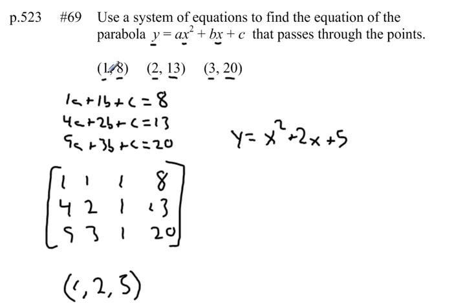Now, I can plug each of these x values in to see if they give the corresponding y values to check if my answer works. So first point, 1 squared is 1, plus 2 times 1, plus 5, so 1 plus 2 plus 5, yes, it does equal 8. Let's plug 2 in there. 2 squared is 4, plus 2 times 2 is 4, plus 5. Add that up, yes, it equals 13. Third set of points. Let's see if I plug 3 in here. 3 squared is 9, plus 2 times 3 is 6, so 9 plus 6 plus 5, yes, that equals 20. So here's the equation of the parabola that passes through these 3 points.